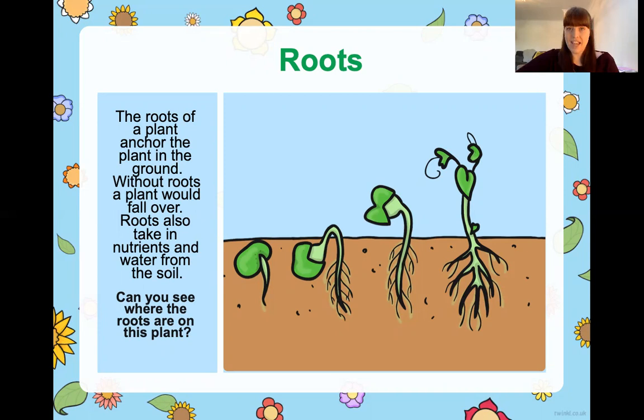Roots also take in all the nutrients and water from the soil. So can you see where the roots are on this plant? Yeah, underneath the soil, underneath the bean. And then as the bean sprouts through the soil, the roots stay under the soil. And that's why we put water on the soil when we planted our beans, so the roots could suck up all the nutrients. There we go, and there's the roots.